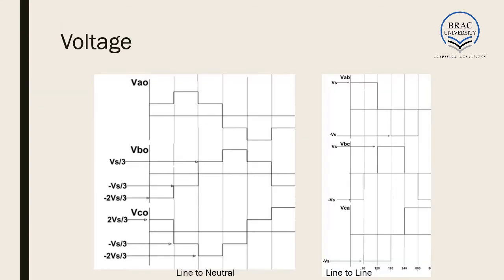Now we can look at the voltage output that we get from this kind of inverter. From 0 to 60 degree, let us just look at VAN. From 0 to 60 degree, we have VAN is equal to VDC by 3. Next, from 60 to 120 degree, we got 2 VDC by 3, and the next stage also we got VDC by 3. From 180 degree to 250 degree, we have minus VDC by 3, then we have minus 2 VDC by 3, then again minus VDC by 3.